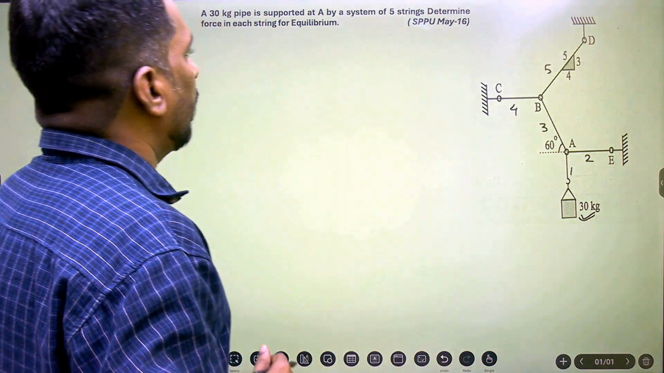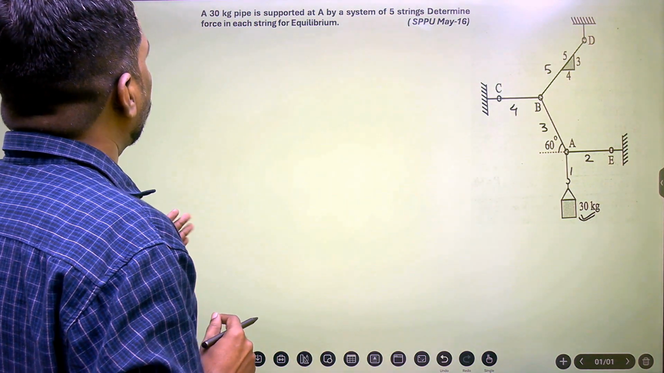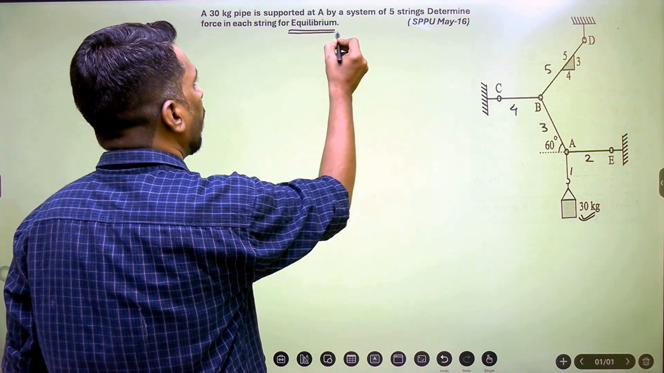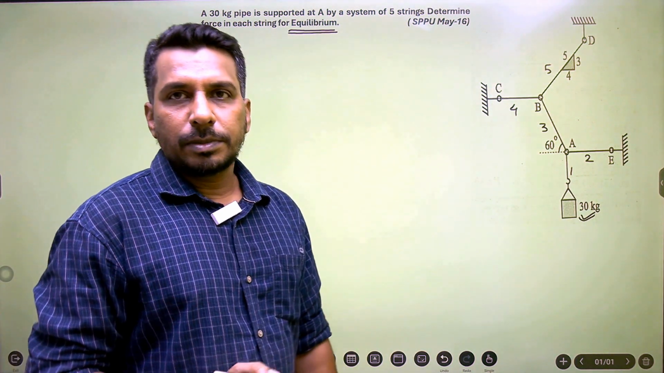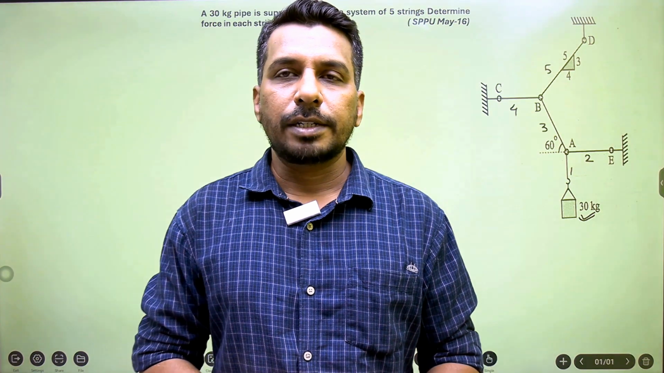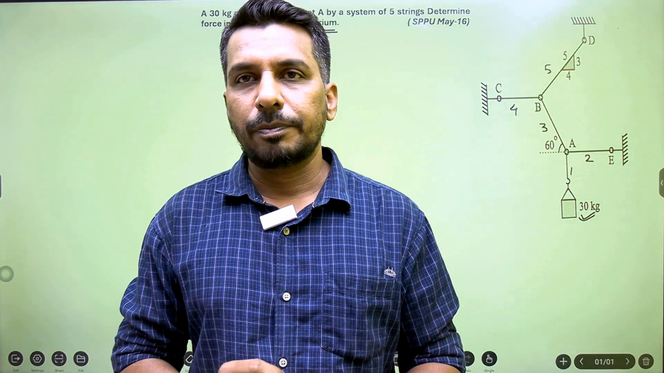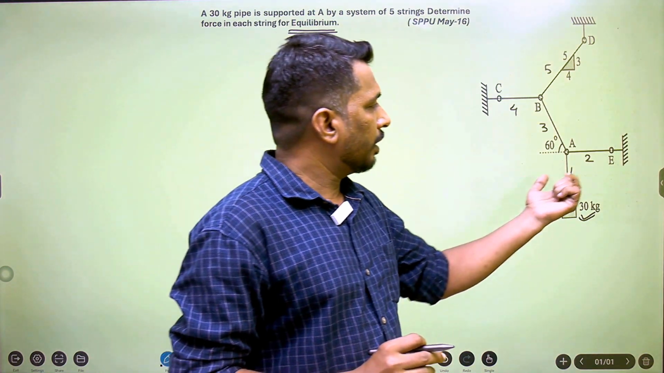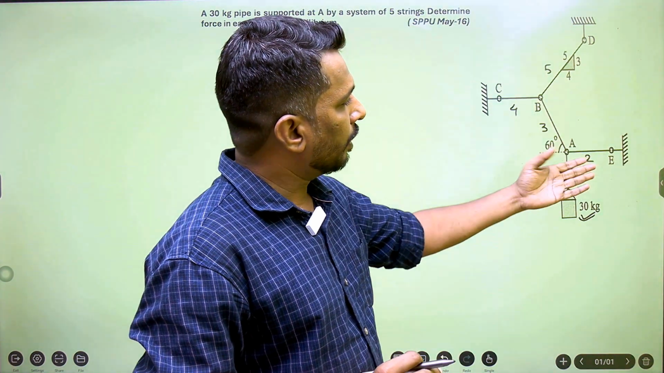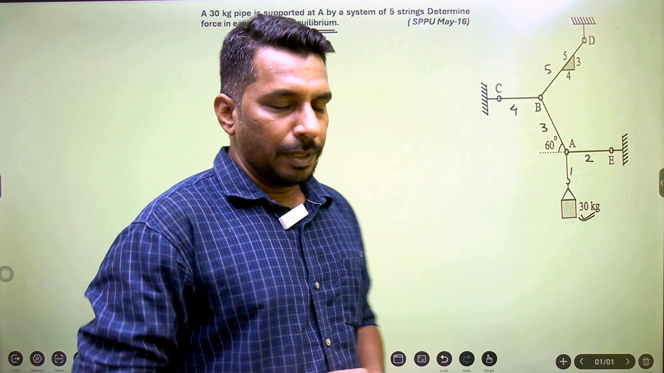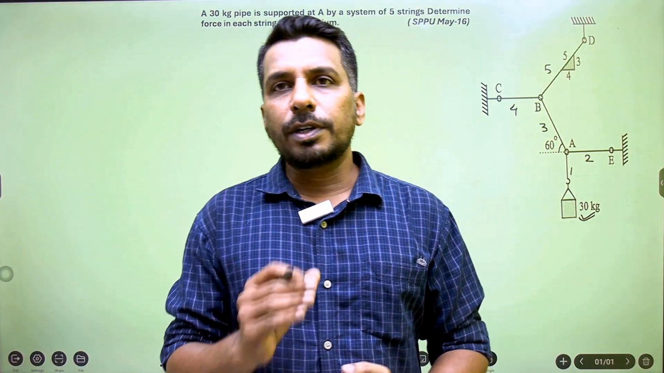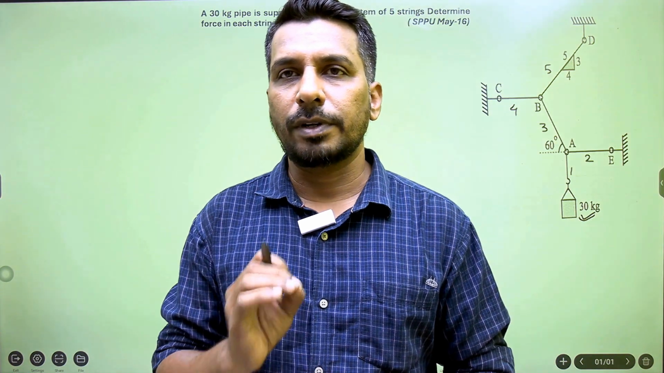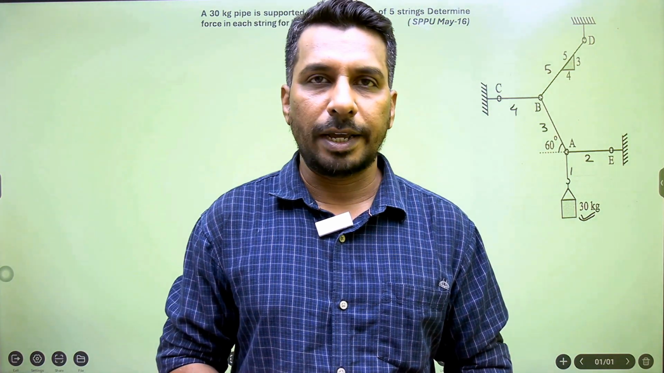Then they ask for what? Determine force in each string for equilibrium. Here they have mentioned equilibrium, and hence this problem comes under a type that is concurrent force system. Here we are going to solve this problem to find the tension or tensile forces in each and every cable. So the first step is to draw free body diagrams. In order to solve the problem of equilibrium, we have to draw a free body diagram.